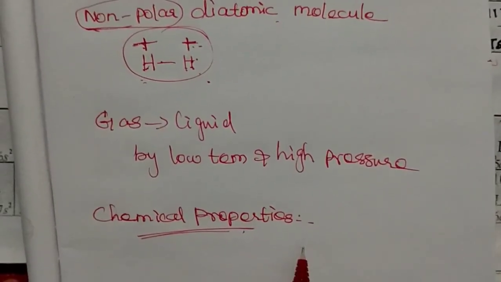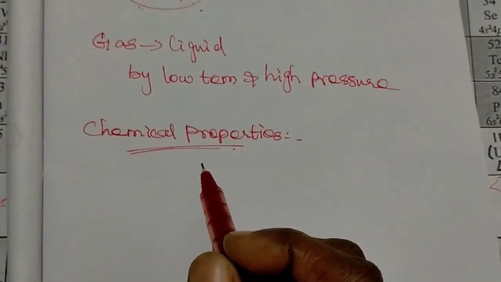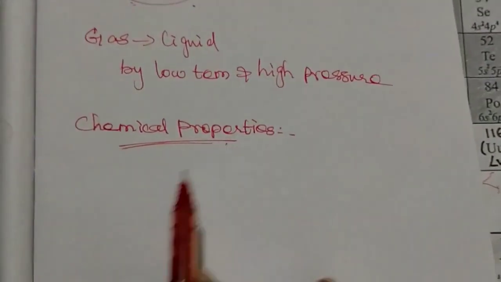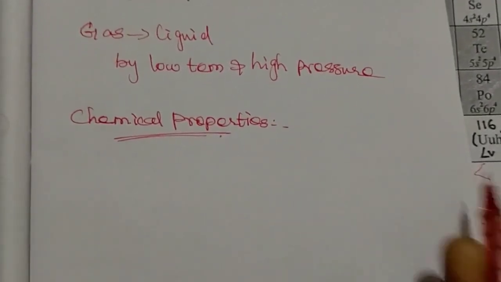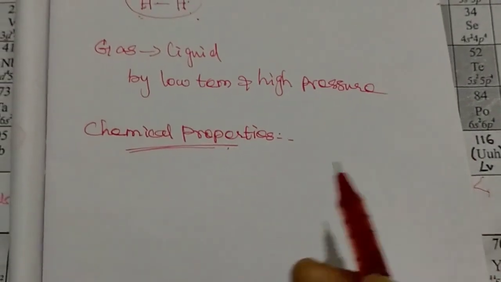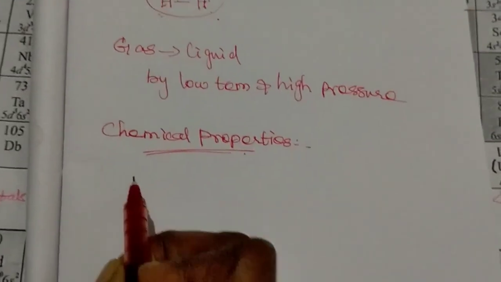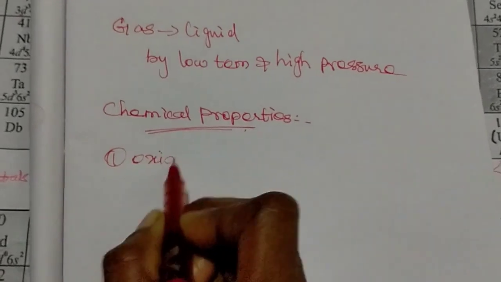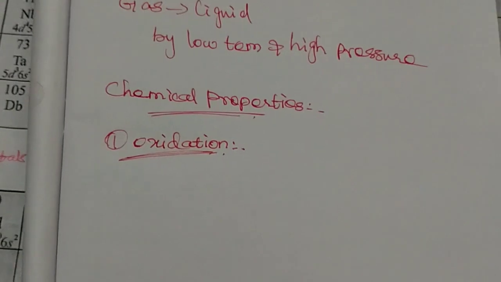Next are chemical properties. Hydrogen has some chemical properties like oxidation, reaction with halogens, reaction with metals, and addition reaction, or the reaction with unsaturated compounds. So first, the first chemical property of hydrogen is oxidation.